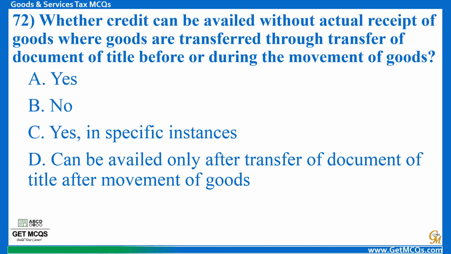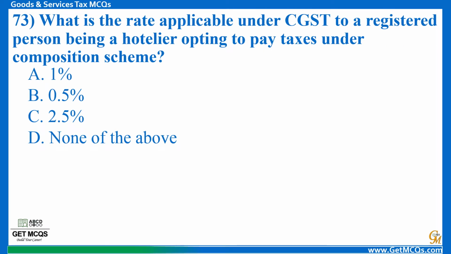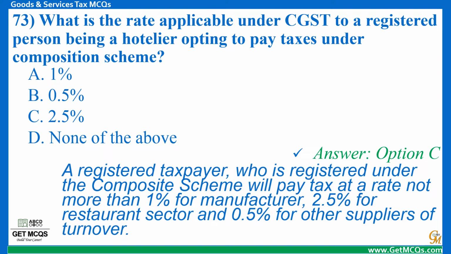72. Whether credit can be availed without actual receipt of goods where goods are transferred through transfer of document of title before or during the movement of goods. Answer: Option C. 73. What is the rate applicable under CGST to a registered person being a hotelier opting to pay taxes under composition scheme? Answer: Option C. A registered taxpayer, who is registered under the composite scheme, will pay tax at a rate not more than 1% for manufacturer, 2.5% for restaurant sector and 0.5% for other suppliers of turnover.